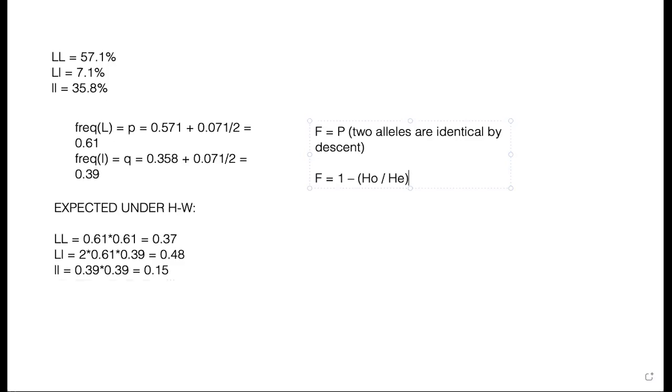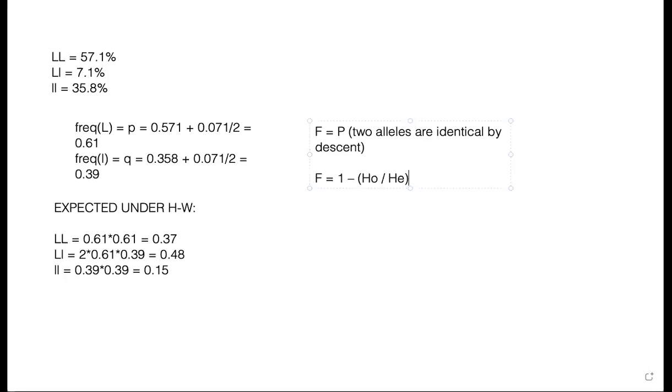So here, the observed heterozygosity is 7.1% or 0.071. Our expected heterozygosity is 0.48, right? 48%. So if the population is not undergoing any inbreeding, then observed heterozygosity over expected heterozygosity is 1. 1 minus 1 is 0. F is going to be 0 in a population where there is no inbreeding.